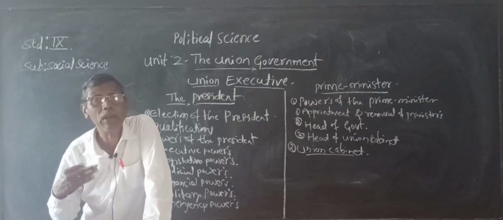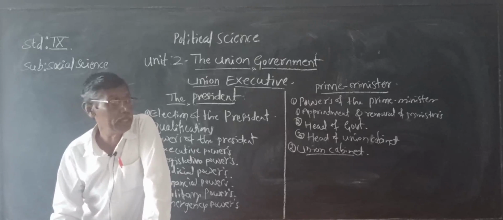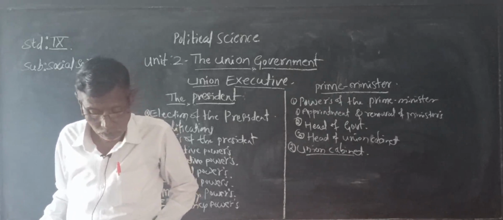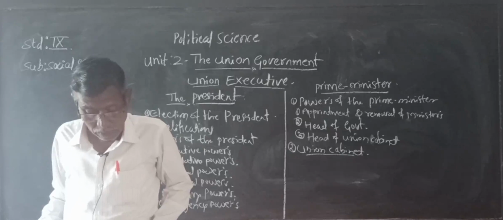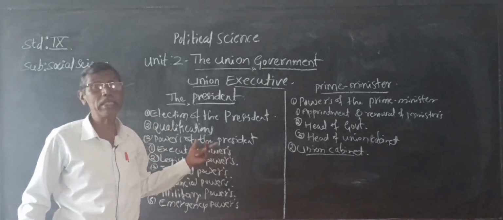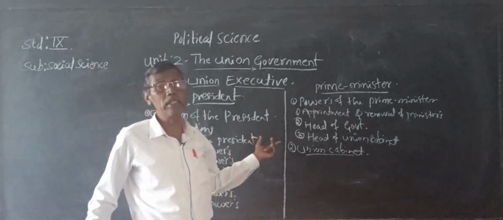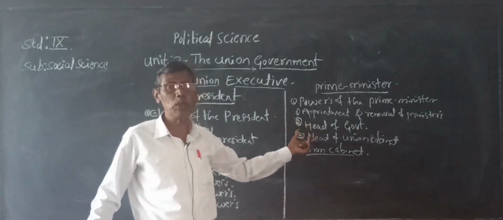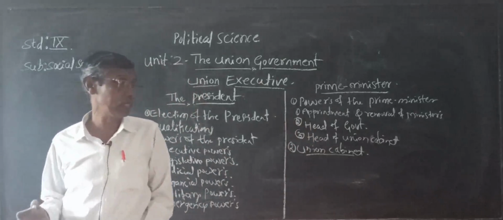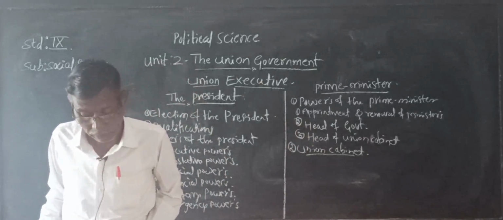If he himself violates the constitution, he will be impeached. He will be removed from his office under Article 61. Under Article 61 of the constitution, the President of India can be removed when he violates the constitution.